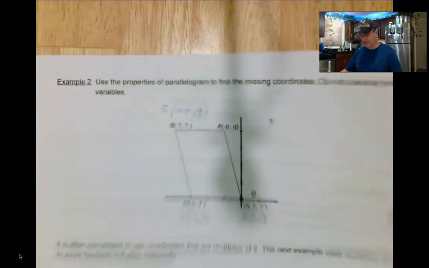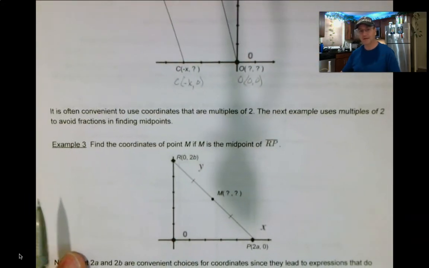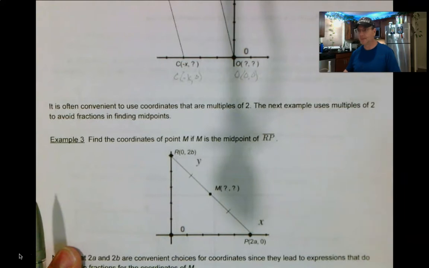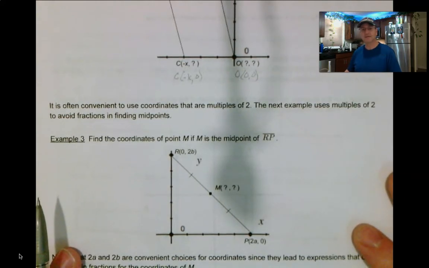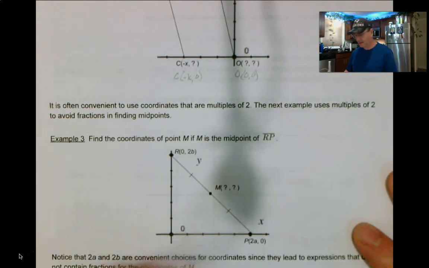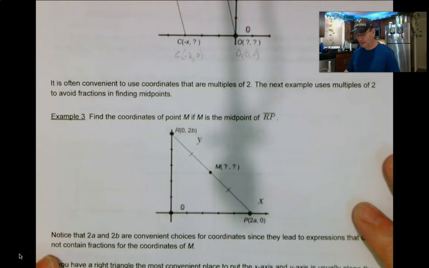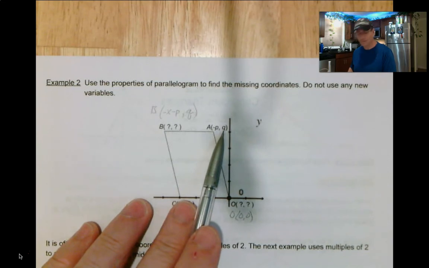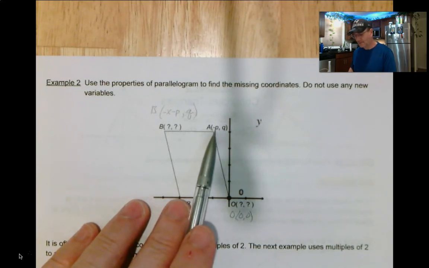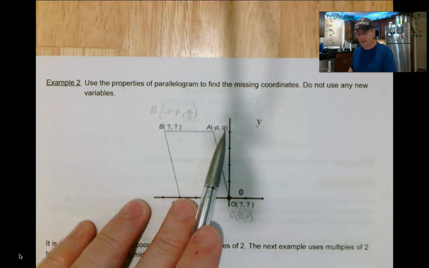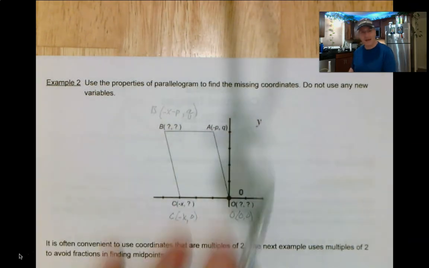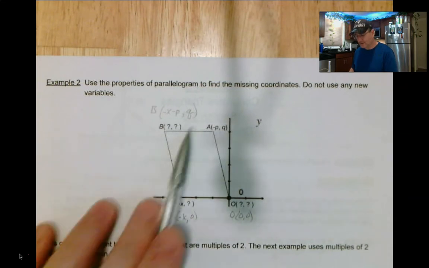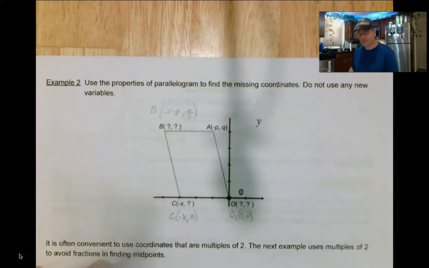It is often convenient to use coordinates that are multiplied by 2. This comes up and makes things easier if we're dealing with things that involve midpoints. The next example is going to use multiples of 2 to avoid fractions. They're still variables. I could have called this negative 2p, comma 2q. I could have called this negative 2p, comma 3q. And this can still be any parallelogram as long as I fit the other coordinates to scale, right?